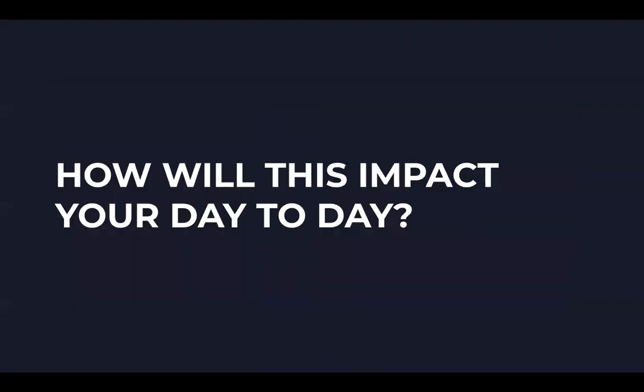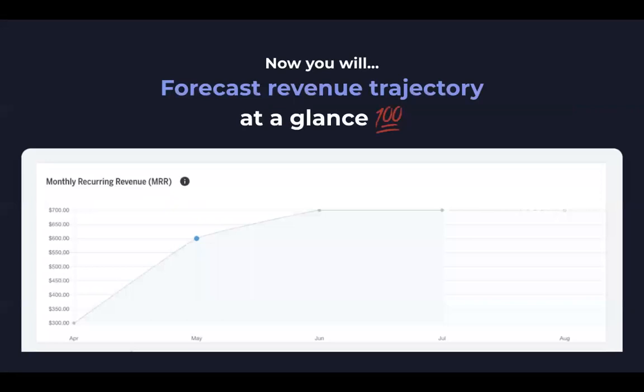So how is this going to impact your day-to-day? Now you're going to be able to forecast that revenue trajectory. As you can see in the graph below, I'll dive into this a little bit deeper when we get into our demo, but you'll be able to see the actual monthly recurring revenue that you've solidified in the months with the solid line. And then you can see the dotted line moving out, showing you what that projected or forecasted revenue might look like.